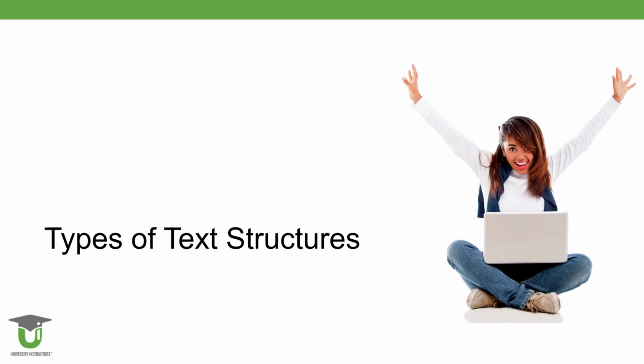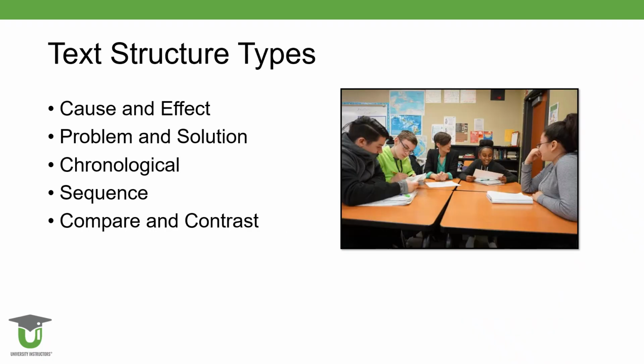To begin, we will learn the different types of text structures. There are different types of text structures. They are cause and effect, problem and solution, chronological, sequence, and compare and contrast. We will now take a closer look at each structure.